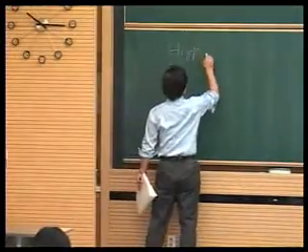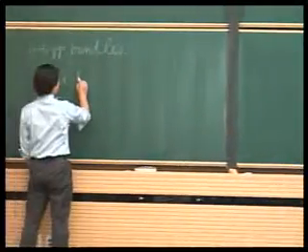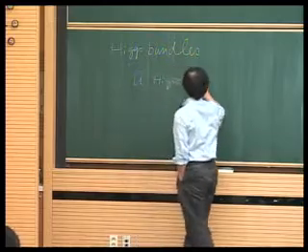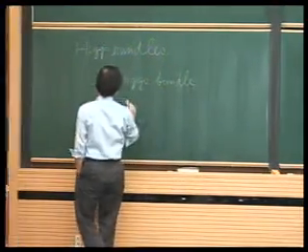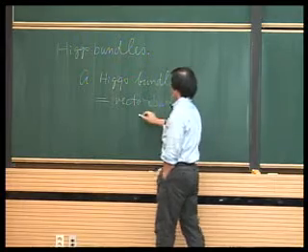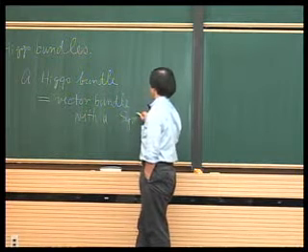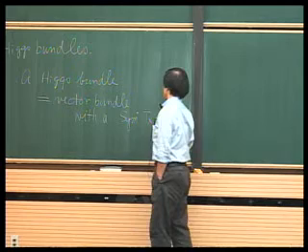So today I'd like to talk mainly on Higgs bundles. And let's start from the definition of Higgs bundles. So a Higgs bundle is essentially a vector bundle with a symmetric tensor algebra module structure.